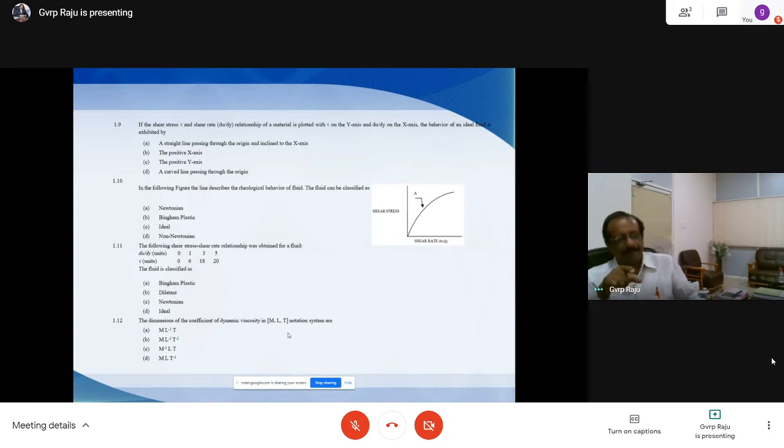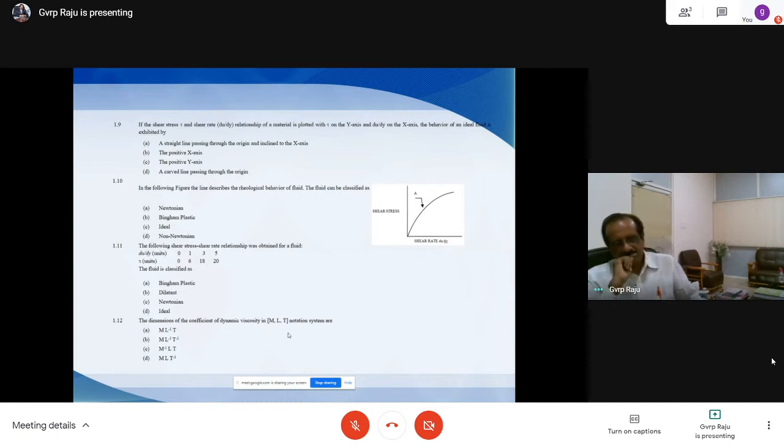Similarly, acceleration. The unit of acceleration is meters by second square. Meters is a distance unit, L, and second square is time square. So L by T square is the acceleration in dimensional form, or LT minus 2.